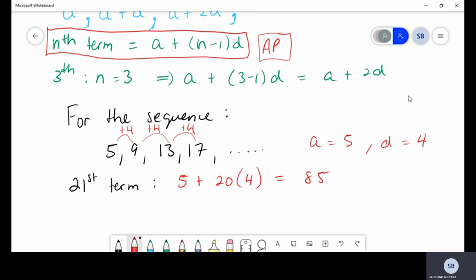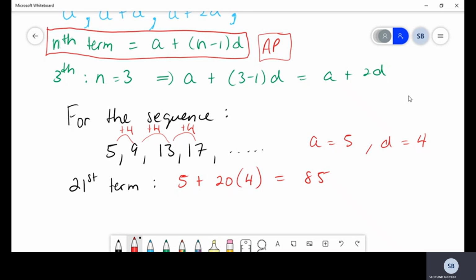So because we know the 21st term is 85, we could find the sum of the first 21 terms, assuming that the last term, or the 21st term, has a value of 85. So we could actually substitute L for 85 in this case, and that would simply give us the exact same answer.